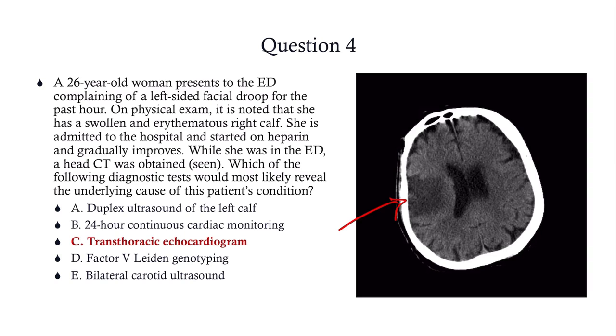Now, why is a 26-year-old woman getting a stroke? We don't know. Now, there are some likely causes. She had a DVT, but DVTs typically cause pulmonary embolism. So again, why do we think she had a stroke?